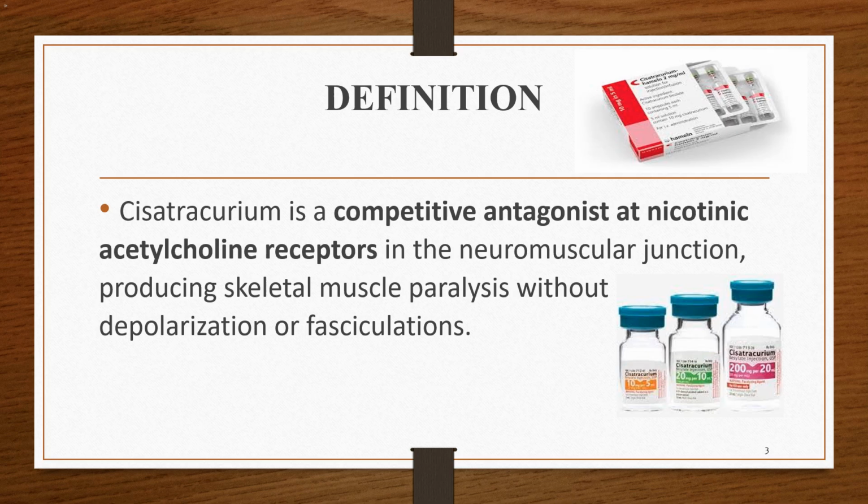3. In the neuromuscular junction, Cisatracurium blocks acetylcholine's action. This leads to muscle relaxation. 4. Cisatracurium produces skeletal muscle paralysis. This means it causes muscles to relax or not move. 5. It does this without depolarization. Depolarization is a different way some muscle relaxants work, causing brief muscle twitches, fasciculations. 6. And without fasciculations. Fasciculations are small, brief muscle twitches sometimes seen with other types of muscle relaxants.